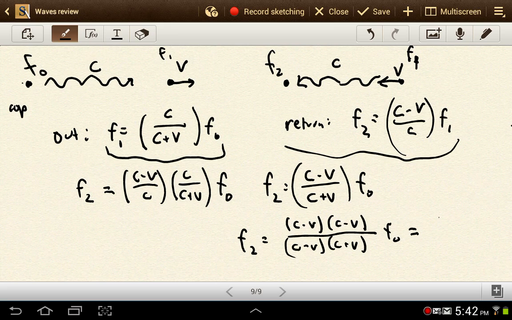Well, this on the top is c minus v squared, and on the bottom you get c squared minus v squared, because of that whole a plus b times a minus b equals a squared minus b squared thing from algebra. So then what I can say is V squared is going to be super tiny compared to C squared. Like way tinier relative to C squared than V is relative to C. So I can just neglect that.